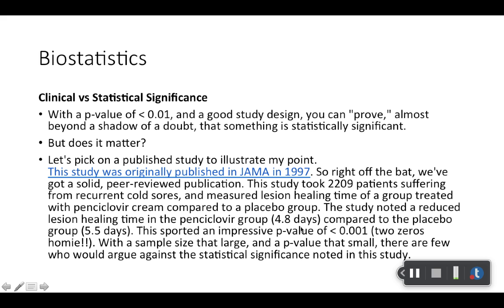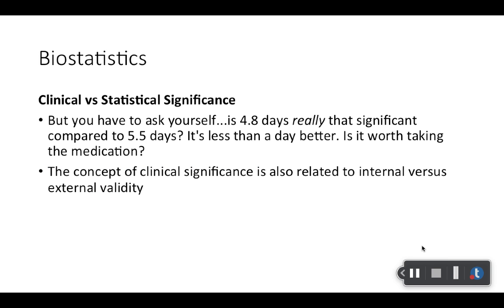The study noted a reduced lesion healing time with the medication of 4.8 days, compared to placebo, which was 5.5 days. This sported an impressive p-value of less than 0.001. That's 2 zeros. That's a tiny, tiny p-value. So you're like, what? That's statistically significant. And you're giving all your friends high fives, and you're all excited in journal club. With a sample size that large and a p-value that small, there would be very few people that would argue against statistical significance.